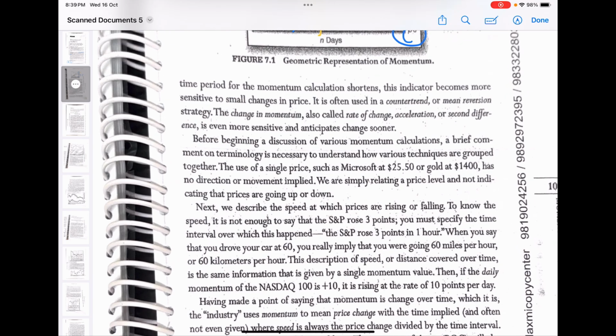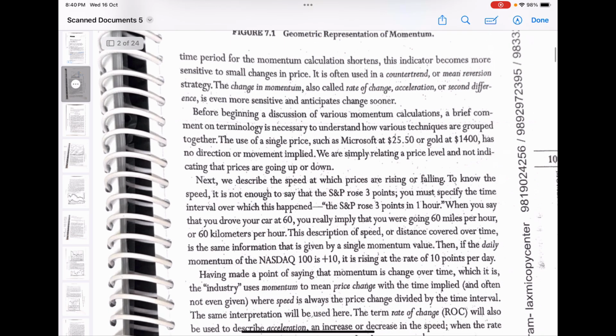Momentum indicators are also often used in counter trend or mean reversion strategies. Counter trend is when there's an uptrend going on and you want to take shorts. Mean reversion is nothing but counter trend strategies. In that situation, you can use momentum indicators.